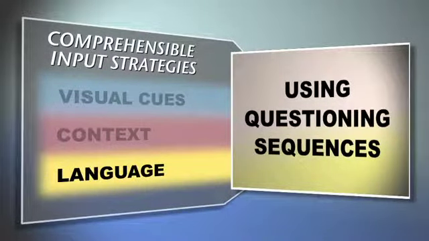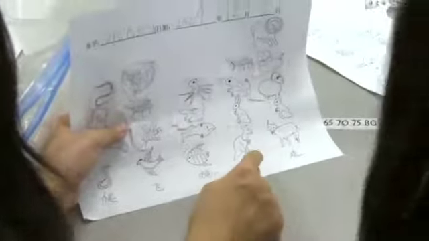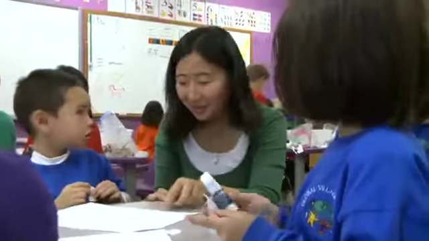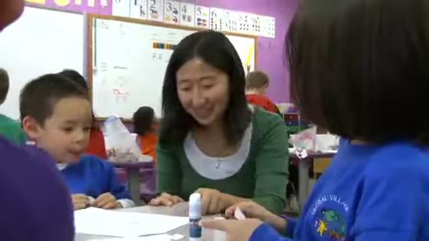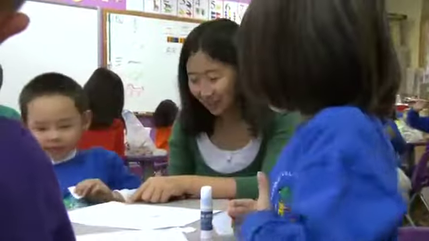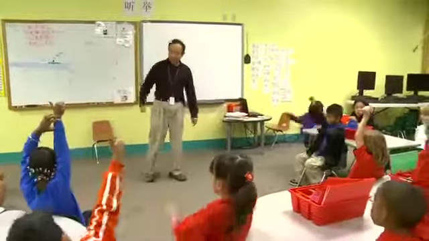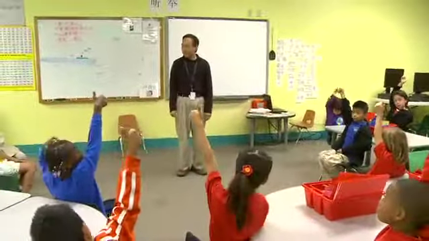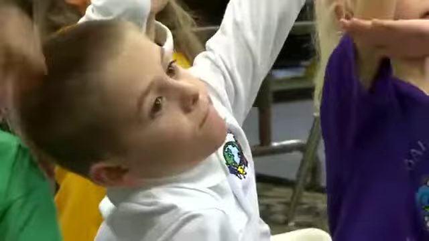It's important to use many questioning sequences to make sure that your students understand you. Begin by asking questions that can be answered by yes or no. Or by nonverbal signs, such as using a thumbs up or down, or raising students' hands when they mean yes.